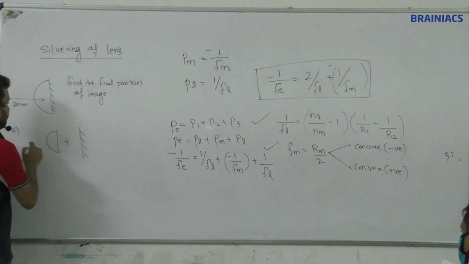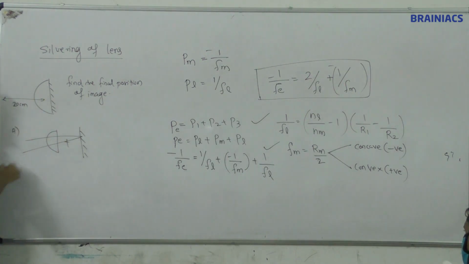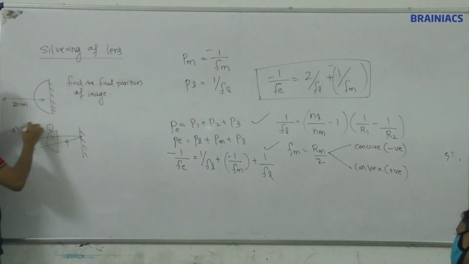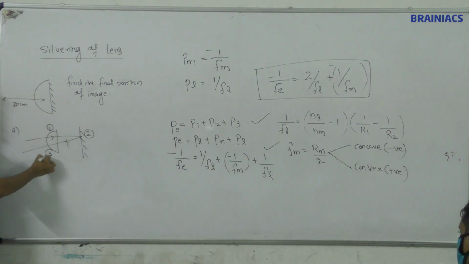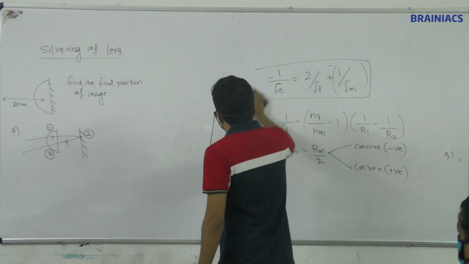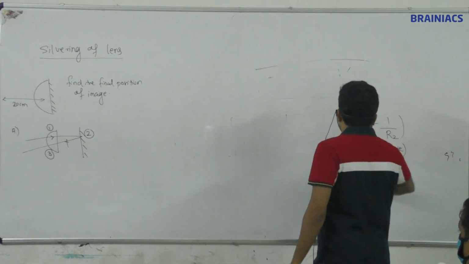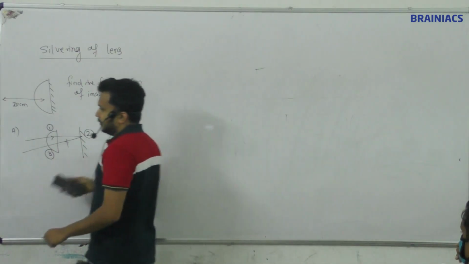So now I know the ray is going like this. First it goes through the lens. Second it is on the mirror. Third it goes back again through the lens. Three stages. So we will solve this one. Three processes will be there.